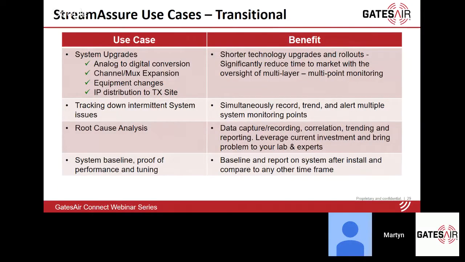And there are some transitional use cases shown here, like during system upgrades. How well was the system performing before the upgrade? And how well is it working afterwards? Did you improve the system? Is it worse? Is it better? You can do things like that.